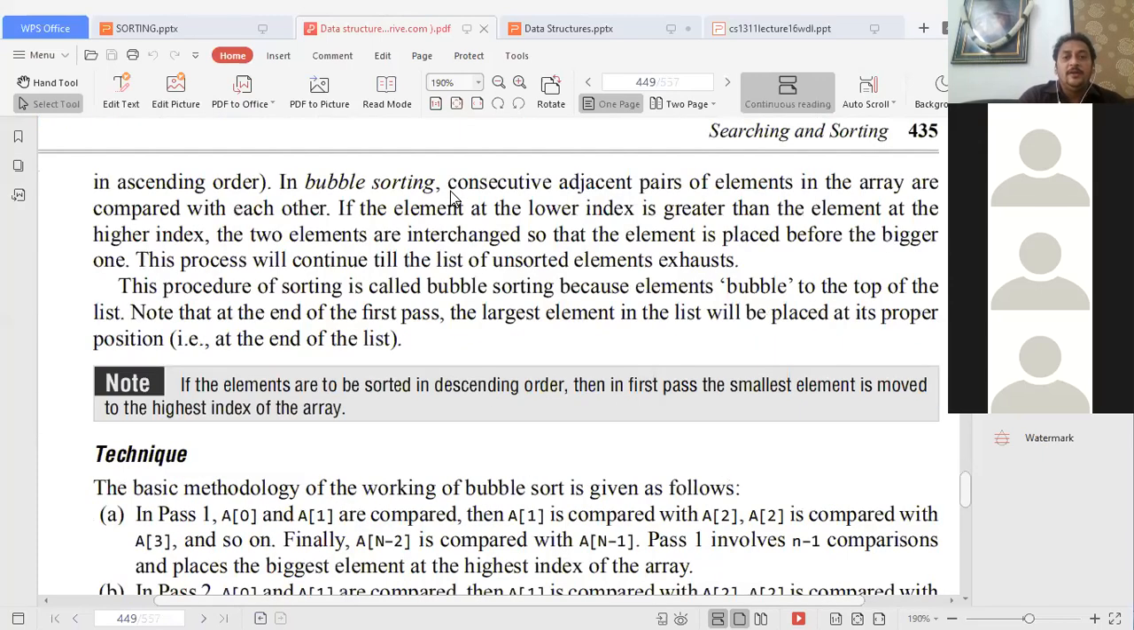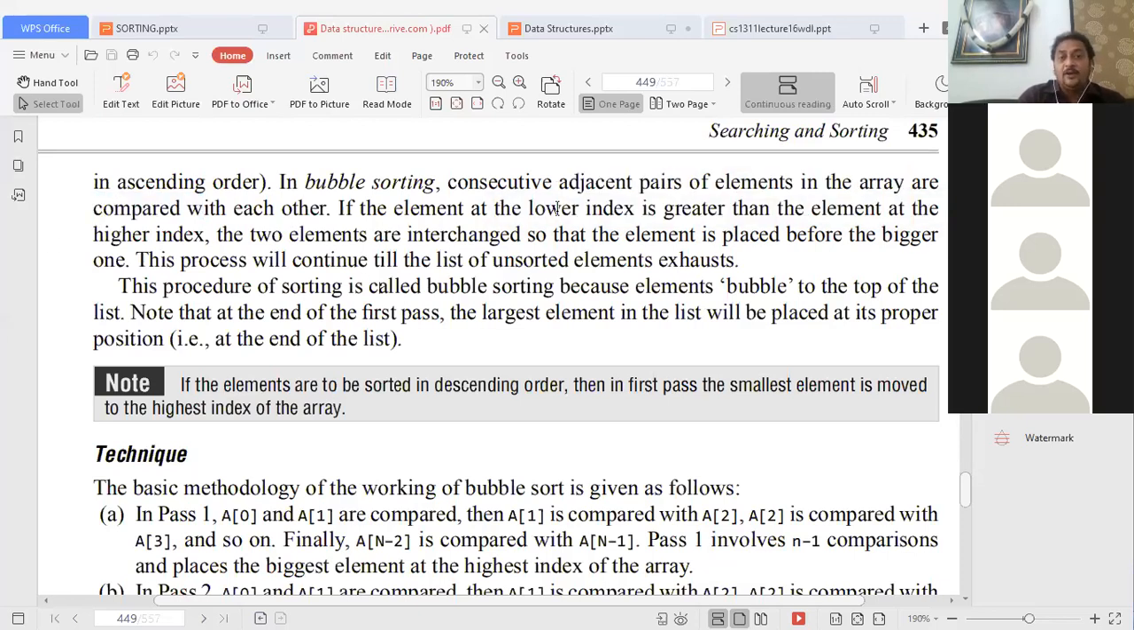How to do it? While moving the biggest element to the end of the list, adjacent pairs of the elements in the array are compared with each other. How to move the biggest element to the end of the array? We are supposed to compare the adjacent pairs of elements in the array.